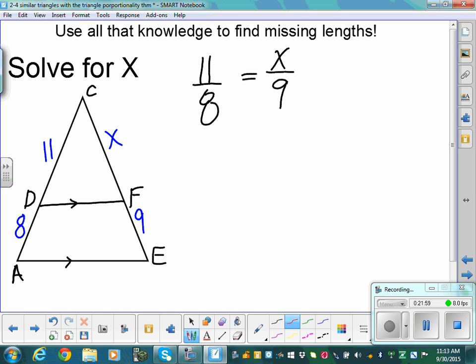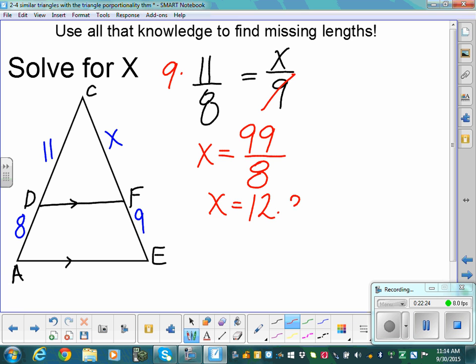All right, so then how do we solve for x? Cross multiply. Multiply both sides by 9, but what happens over here? Divides out. Is x all by itself? Yes. So we have x is equal to, now you'll do 9 times 11, so 99 divided by 8. So x is equal to 12.4. 12.375. Okay.